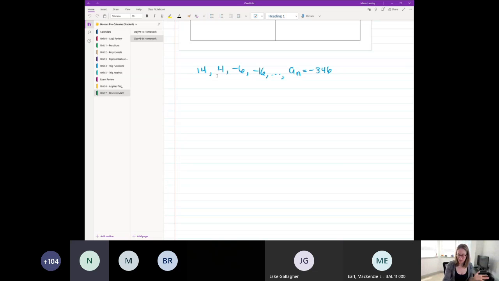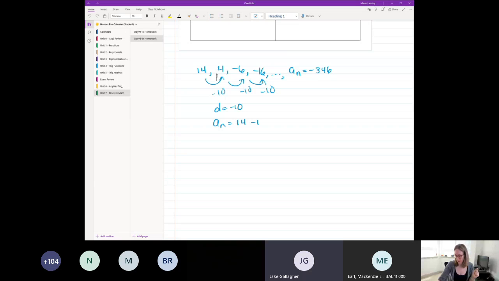It's not geometric, it's just arithmetic. We're subtracting 10, subtracting 10, so our common difference is -10. Then we have a sub n equals 14 minus 10 times (n minus 1). Then you just plug in a sub n, which is -346, and work backwards and solve.